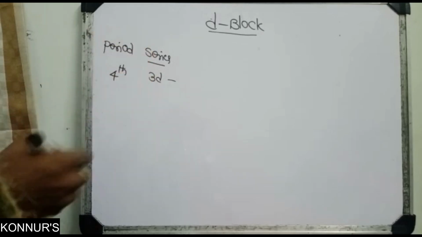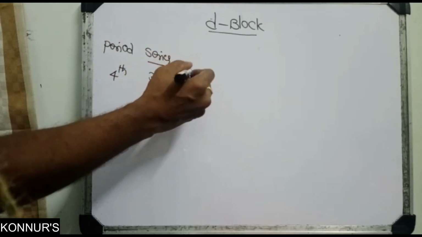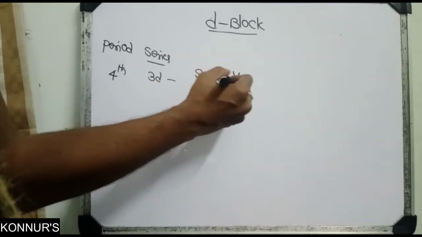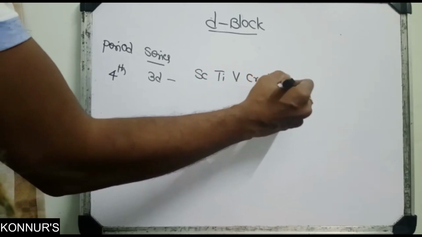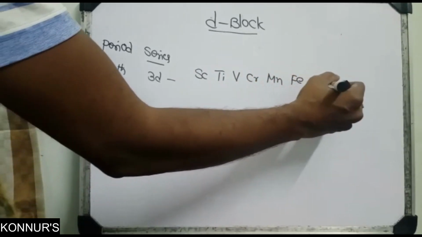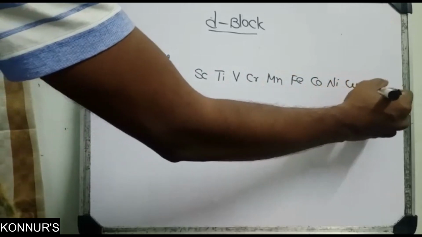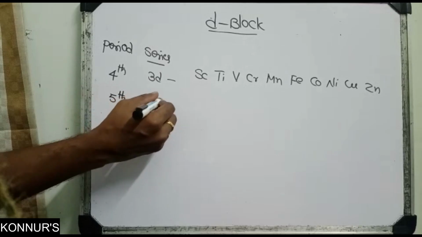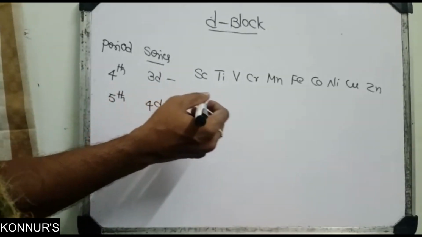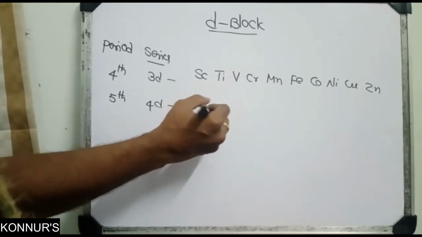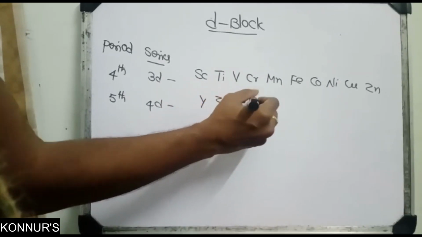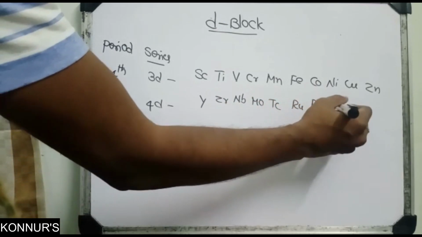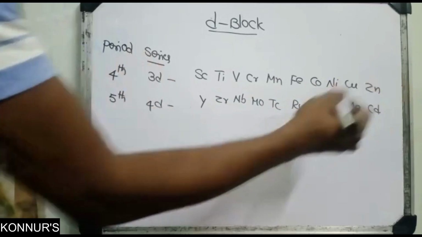So already we discussed our shortcuts. This fourth series is what? Scandium, titanium, vanadium, chromium, manganese, iron, cobalt, nickel, copper, zinc. Next, the fifth period you call the 4d series: yttrium, zirconium, niobium, molybdenum, technetium, ruthenium, rhodium, palladium, silver, cadmium.